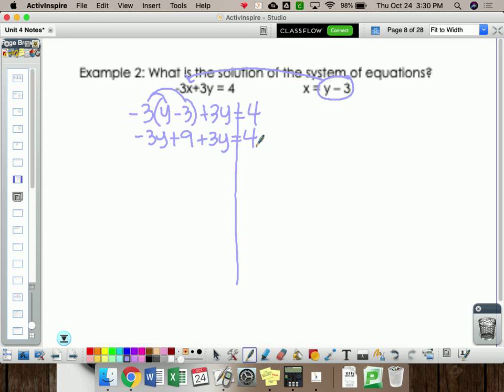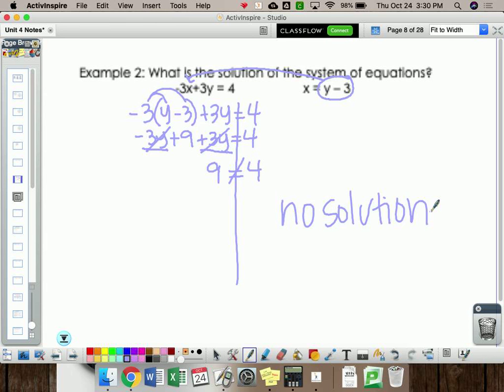Then I see I have some like terms. My y's can go together. -3y plus 3y becomes 0. They cancel each other out, which leaves me with 9 equals 4. Well, does 9 equal 4? No, it doesn't. So this tells me that I have no solution. Since this was an untrue statement, 9 did not equal 4, I get no solution.